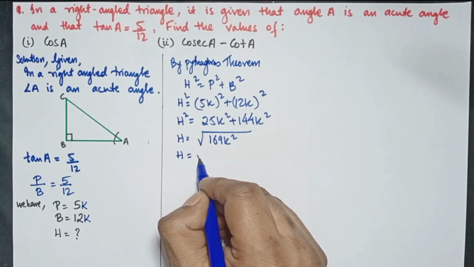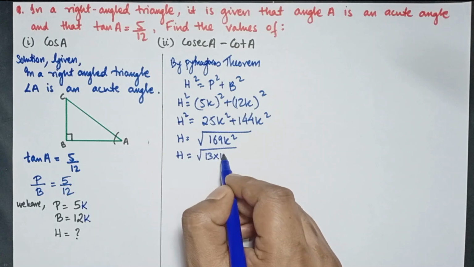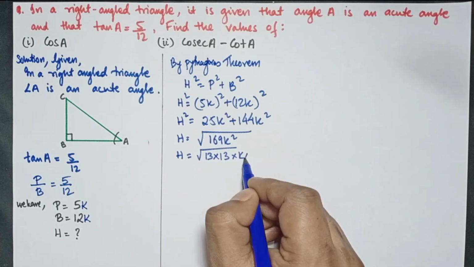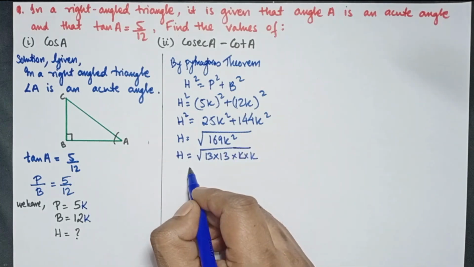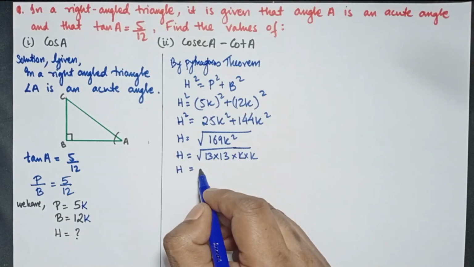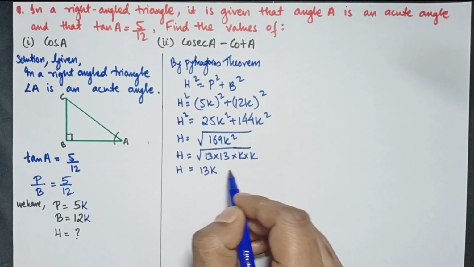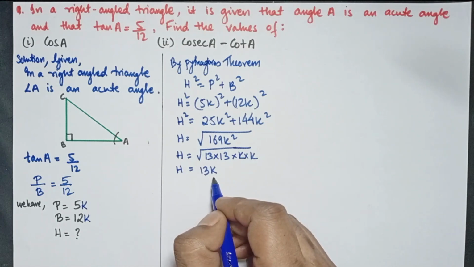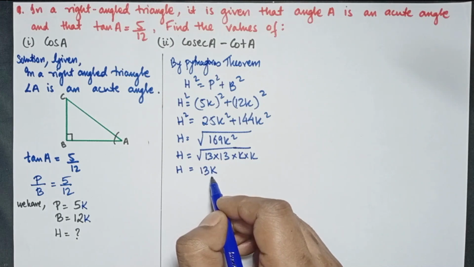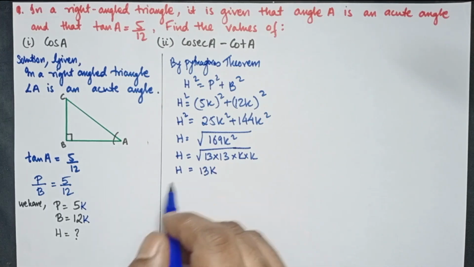Okay, I'll show you in the longer way only. 13 into 13 into k square, which is k into k. As you know, in square root only a single one will come. So 13 and this will be k. So instead of 13 twice, 13 once will come. Instead of k twice, k once will come. As you know, plus minus, but since it's length, it has to be positive. So I got the value of h also.